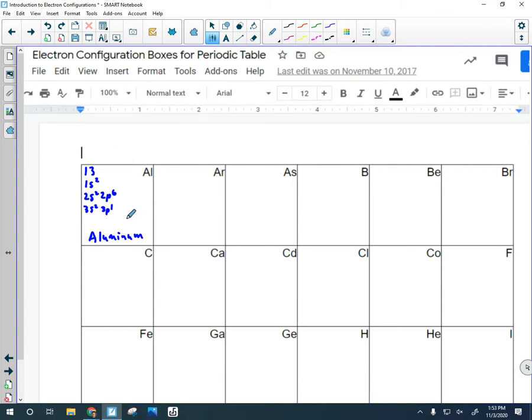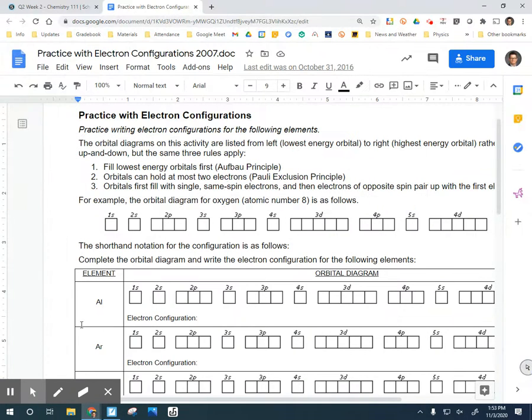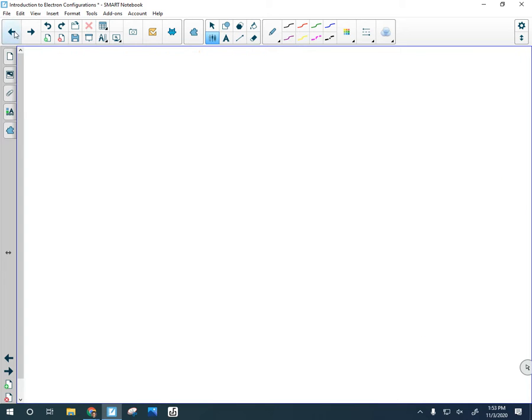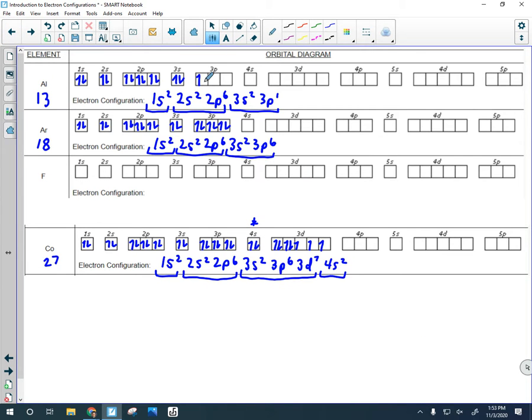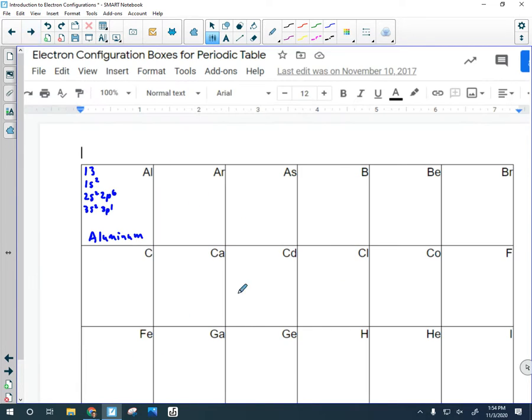But all that we're doing here is taking the configuration for aluminum. So the way I came up with this was I took aluminum's configuration, and instead of writing the configuration left to right, whenever I get to a new principal energy level, I just put it below on its own line. So that's what we see here for aluminum. 1s2, 2s2, 2p6, 3s2, 3p1. I've written it like that because each line then represents another principal energy level for aluminum, okay?